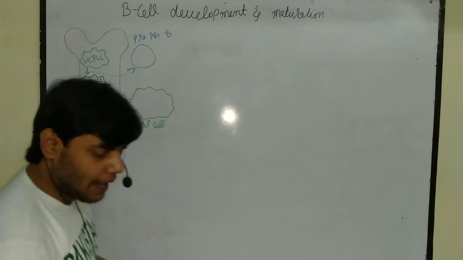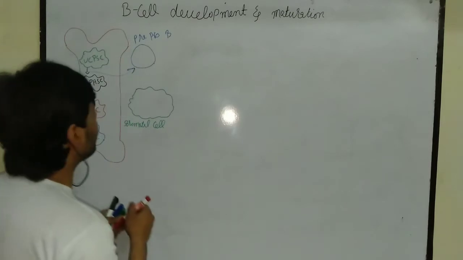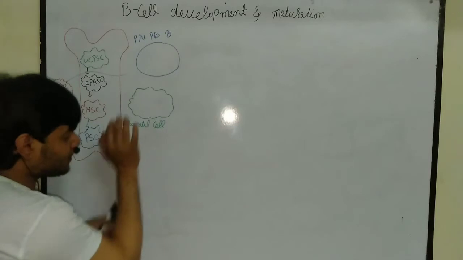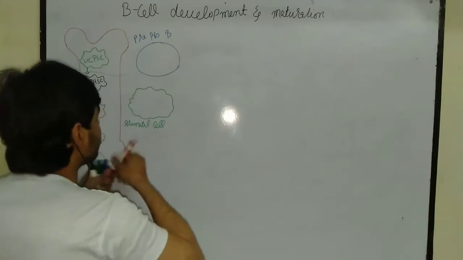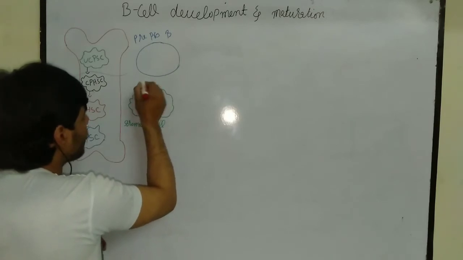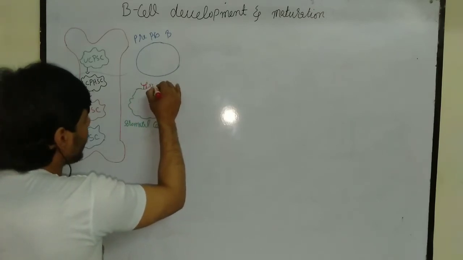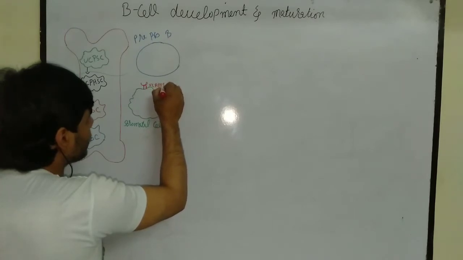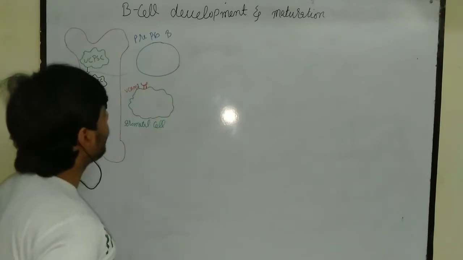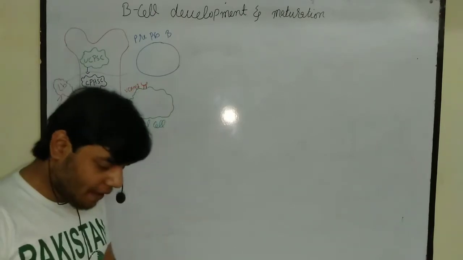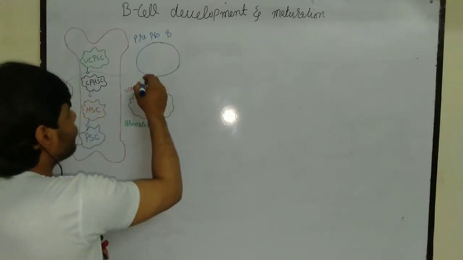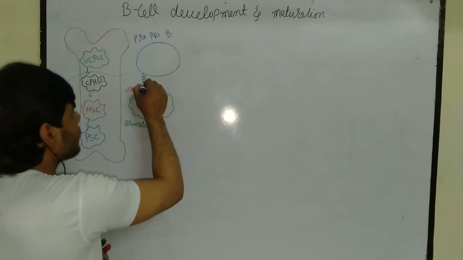This stromal cell has a receptor which we call VCAM1. So this stromal cell has a receptor. Let me draw the receptor here. This receptor is called VCAM1. On the other hand, these B cells have a receptor which we call VLA4. So this VLA4 mainly binds with this VCAM.